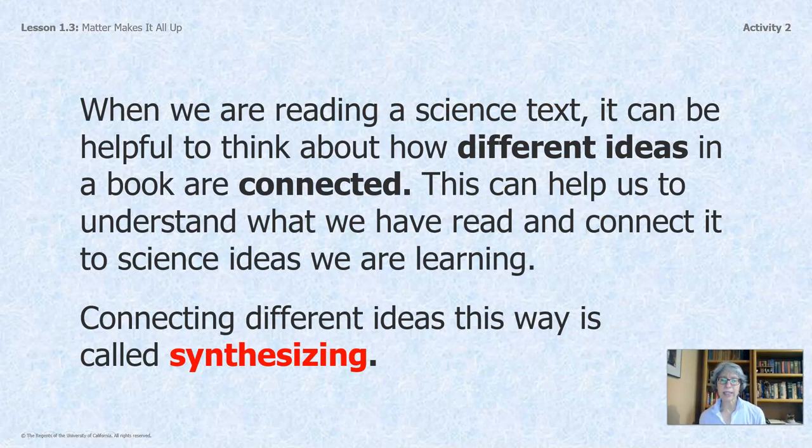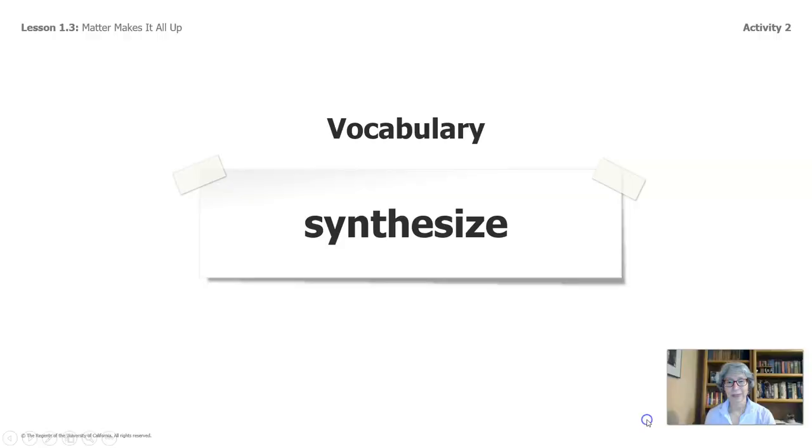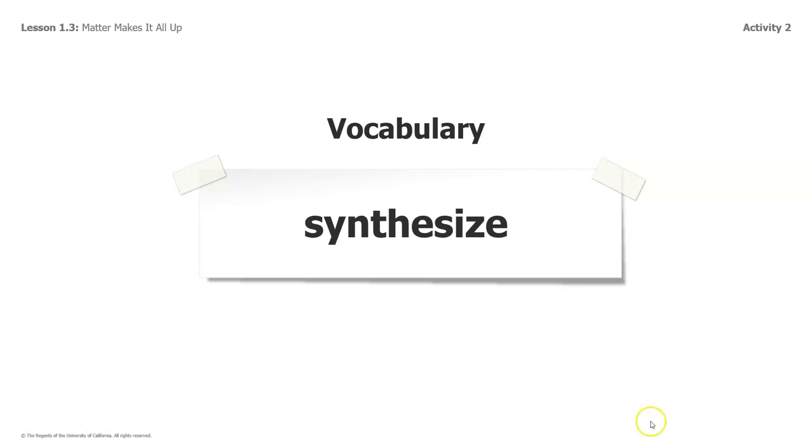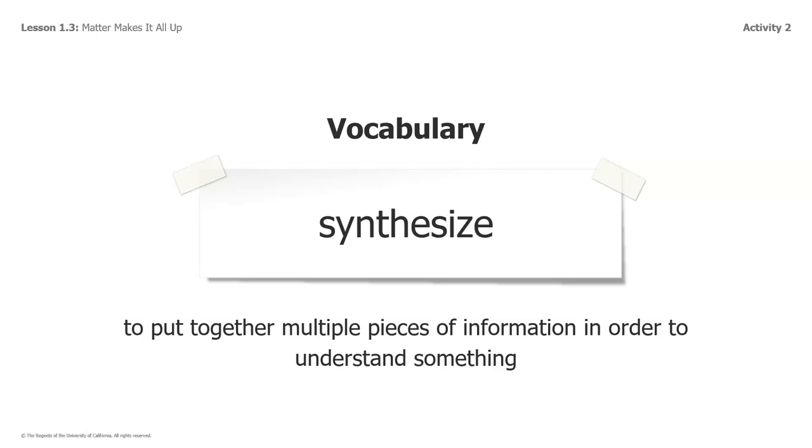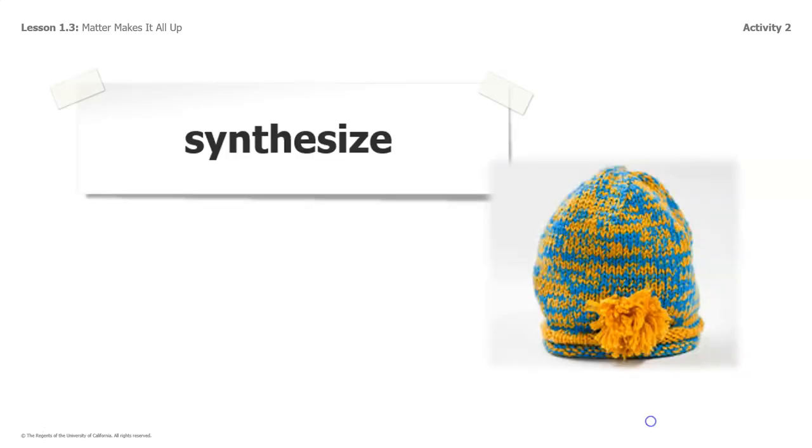When we are reading a science text, it can be helpful to think about different ideas in the book and how they are connected. This can help us to understand what we have read and to connect it to science ideas we are learning. Connecting different ideas is called synthesizing. This looks familiar to you, right? Let's take a look at the word synthesize. To put together multiple pieces of information in order to understand something. Let's think about this word.